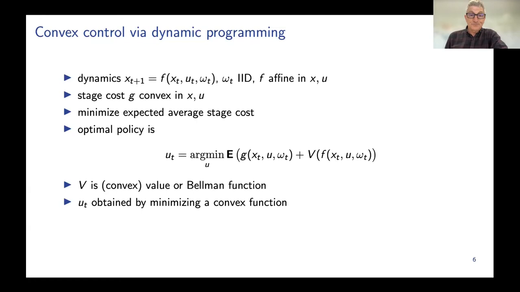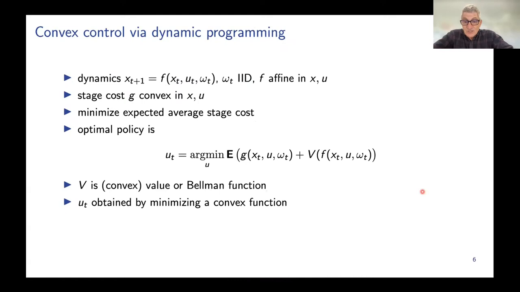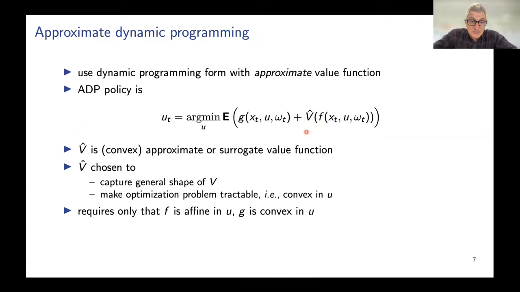Now, maybe more useful is approximate dynamic programming. Here, what you do is you simply substitute for the true value function some kind of approximation. And you choose this approximation with two ideas in mind. Number one, it should capture the general shape of the actual true value function. And the second is that the optimization problem where I minimize over U this expression should be tractable, so I can do that in real time, right? That's the idea. This requires only that F is affine in U, not X, and G is convex in U only. They don't have to have any curvature with respect to X_t or X. Okay, so this is approximate dynamic programming.